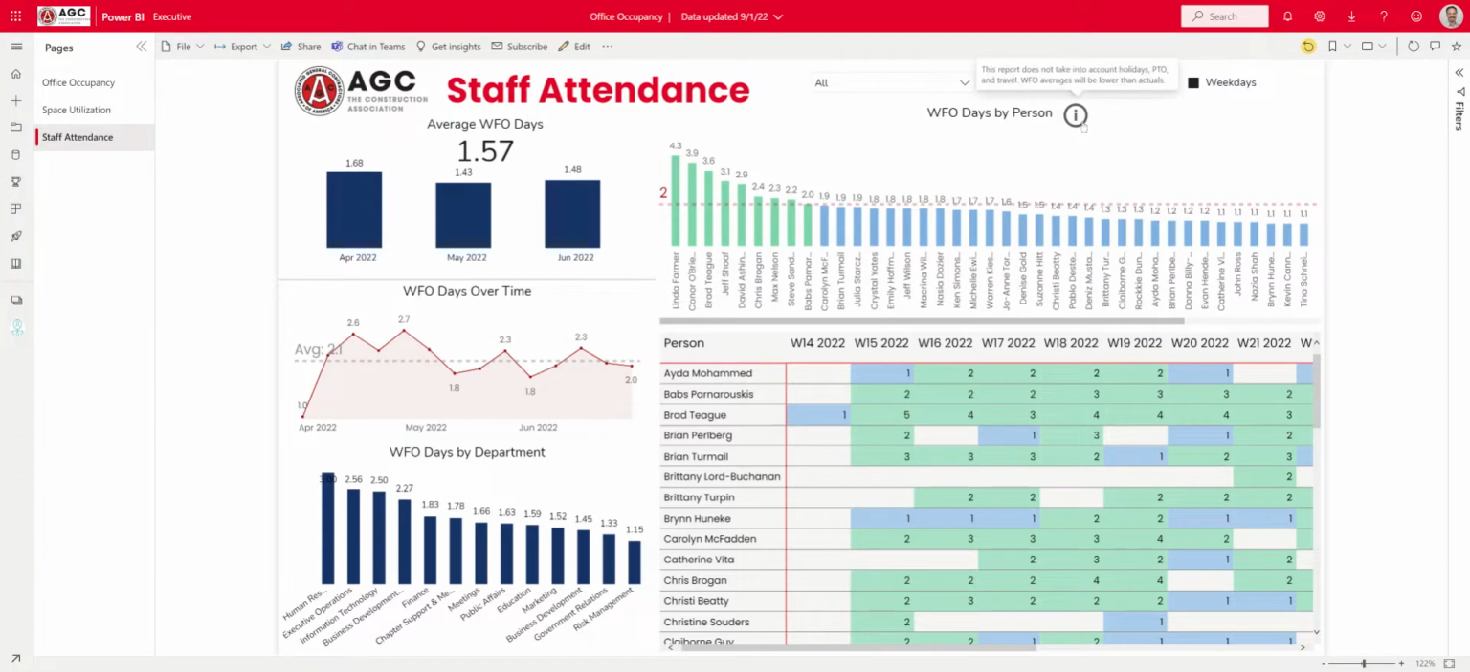Now, it's important to remember that this is not taking into account PTO, travel, holidays. So the numbers are likely to be lower than reality, or actually the number of days that we expect somebody to be in the office.